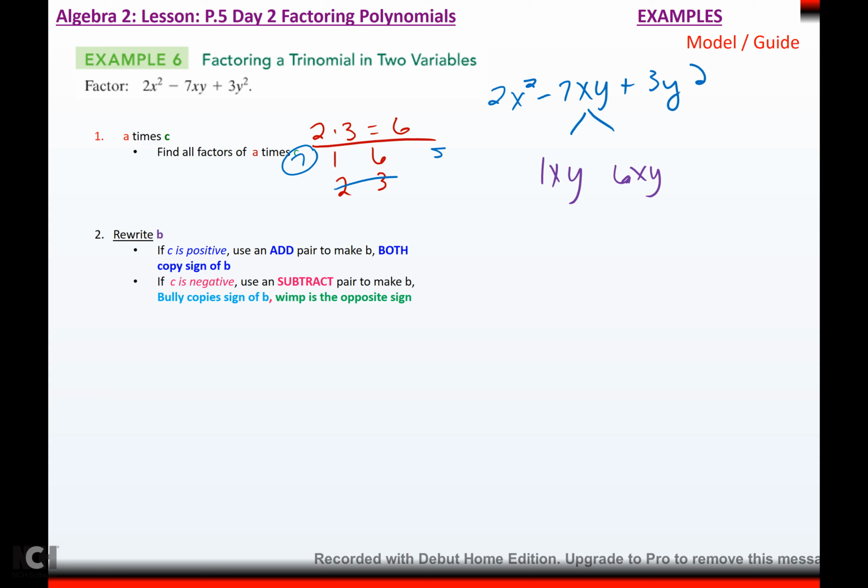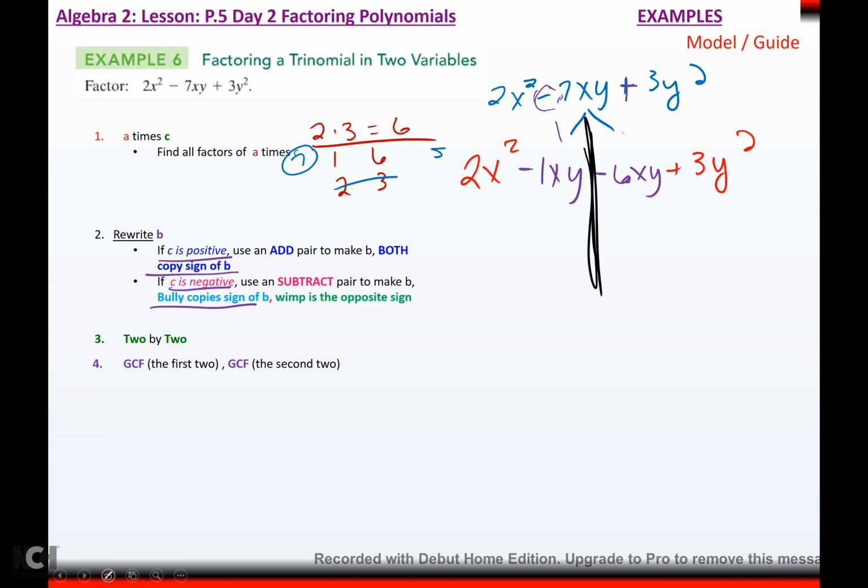Now signs. Again, if C is positive, they both get to be B. If C is negative, only the bully gets to copy B. C is positive, so they both take the sign in the middle, so they're both negative. And we drop our first and our last: 2x squared plus 3y squared. Okay, and now we are at 2 by 2.